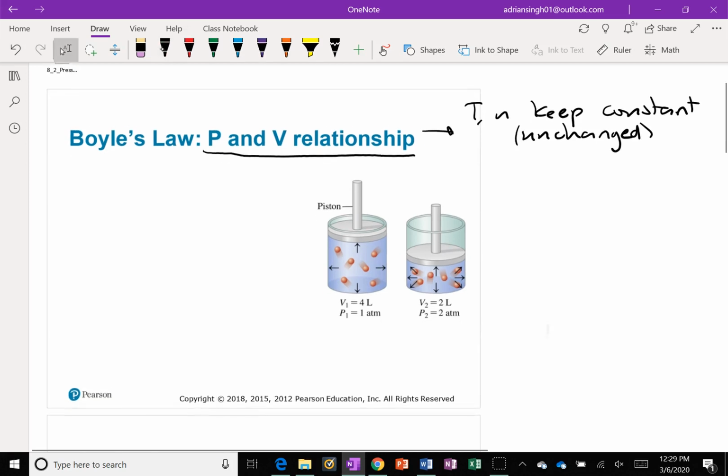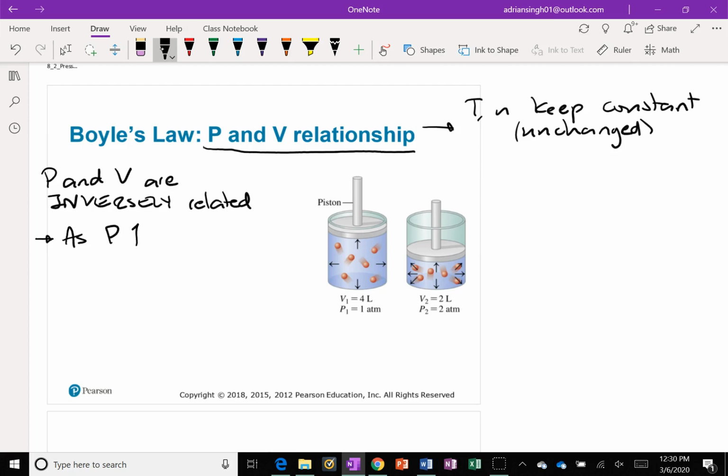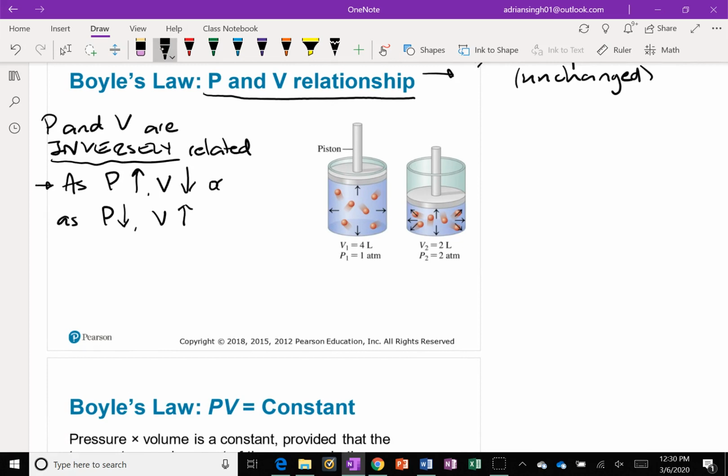And when we look at the relationship between pressure and volume, what we actually find is that P and V are inversely related. So what that means is that as one goes up, as pressure increases, the volume does the opposite. It decreases. Or we can say, as pressure decreases, the volume will increase. So it's kind of like a seesaw relationship. That's called an inverse relationship.